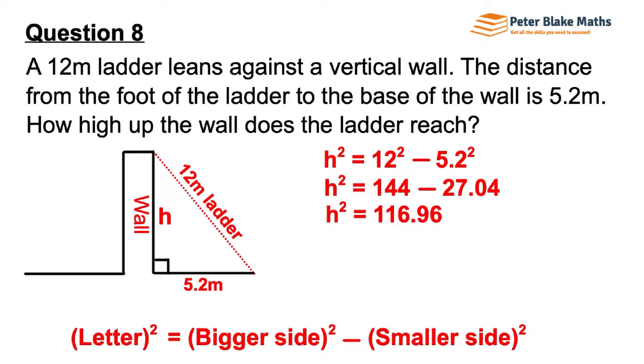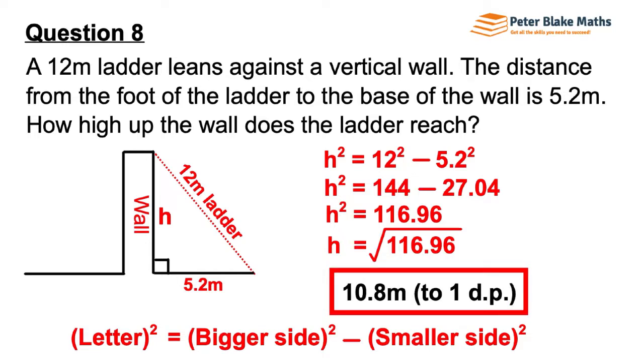Simplify that further, we get h squared equals 116.96. And we'll square root both sides to get h on its own, and we'll get h equals the square root of 116.96. So when we do that into our calculator, we get 10.8 meters. We've rounded it off to 1 decimal place.